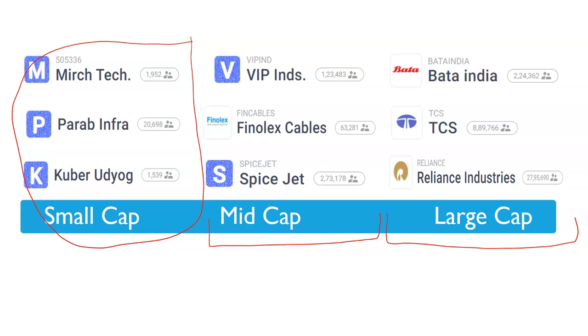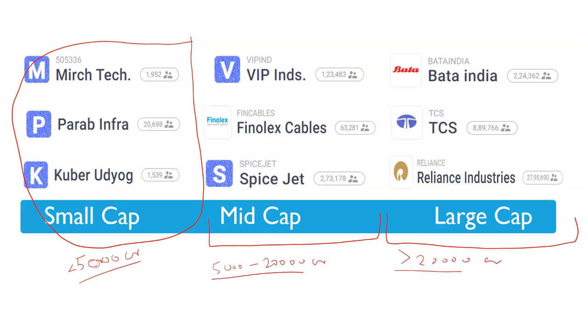We just have to know that small cap companies have a market capitalization of, say, less than 5,000 crore for the Indian market. For mid cap companies, it is 5,000 crore to 20,000 crore. And for large cap companies, it is more than 20,000 crore. However, these definitions are based on the market and may change at different points of time.